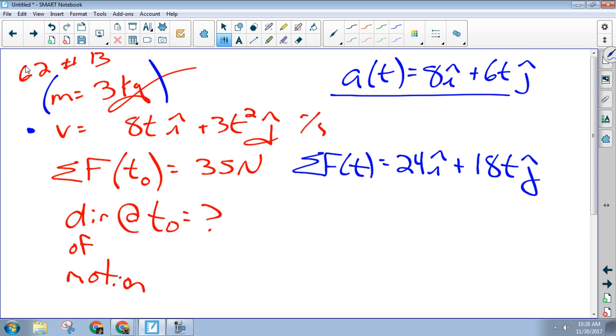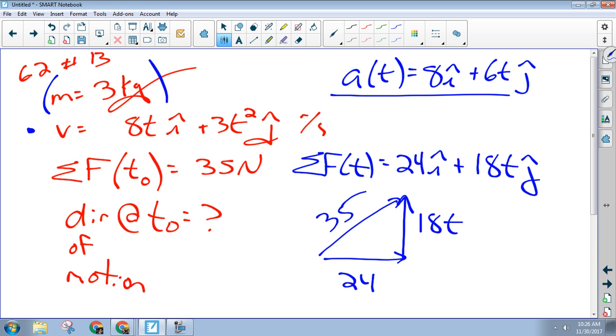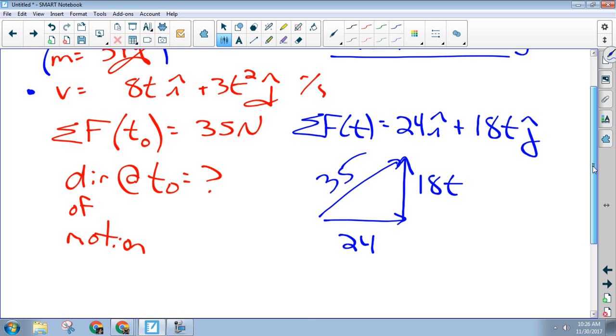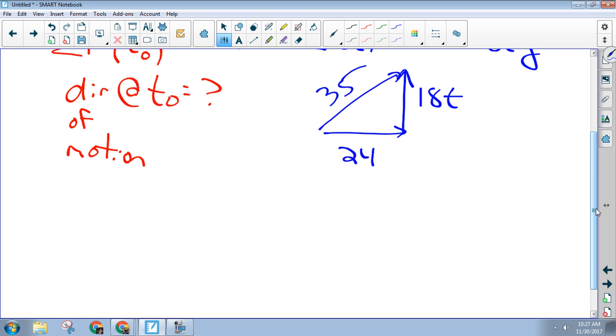Made a triangle and solved for t, right? So here's my triangle: 24, 18t, and 35. I'm looking at a squared plus b squared equals c squared. 35 squared equals 24 squared plus 18t squared.